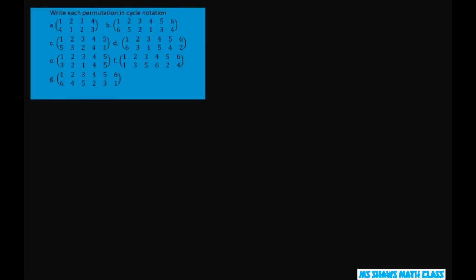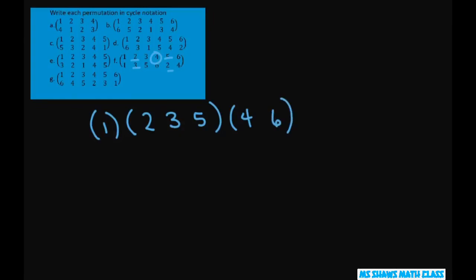And the next one is F. We have 1 maps to 1. 2 maps to 3. 3 maps to 5. 5 maps back to 2, so close it up. Then we have the next number that we need to use. We've already used 1, 2, 3, and 5, so the next one's 4. So 4 maps to 6, 6 maps back to 4. And again, when you rewrite this, you don't include the fixed point. 2, 3, 5, 4, 6.